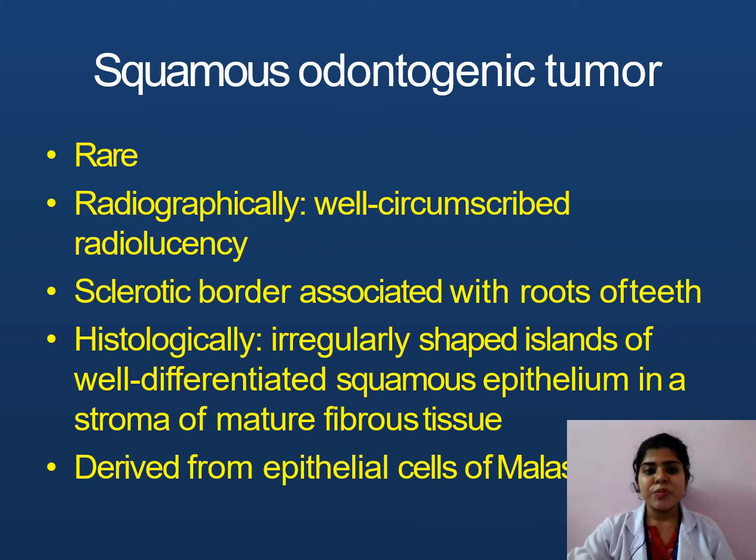Squamous odontogenic tumor is rare, radiographically a well-circumscribed radiolucency with a sclerotic border associated with the root of the teeth. Histologically, irregularly shaped islands of well-differentiated squamous epithelium in a stroma of mature fibrous tissue, derived from the epithelial cell rests of Malassez.